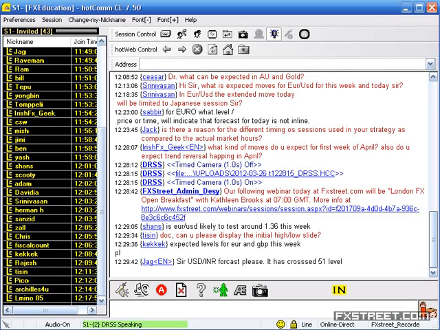In chat, is there a reason for the different timings of sessions used in your strategy as compared to that of the actual market hours? No, I do not want to make any comment with regard to that. I just gave the timings followed by that of the players. You just follow those times and see whether the market is moving as per the timings I have given. If you find it is reliable, you can use it. That's all.